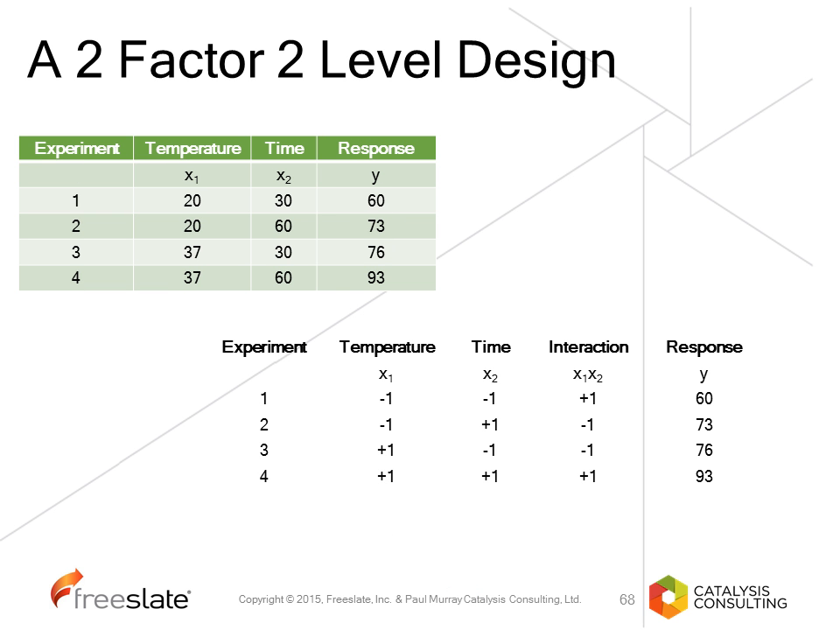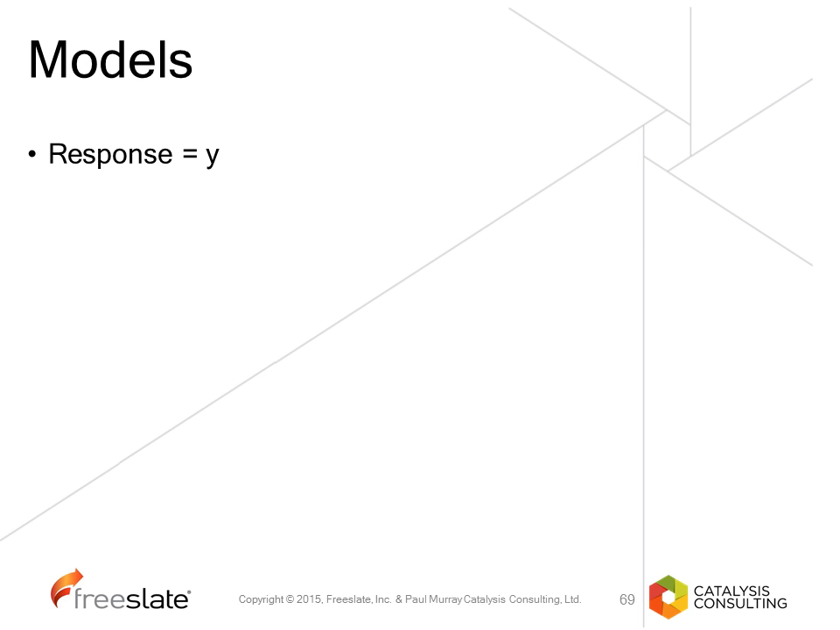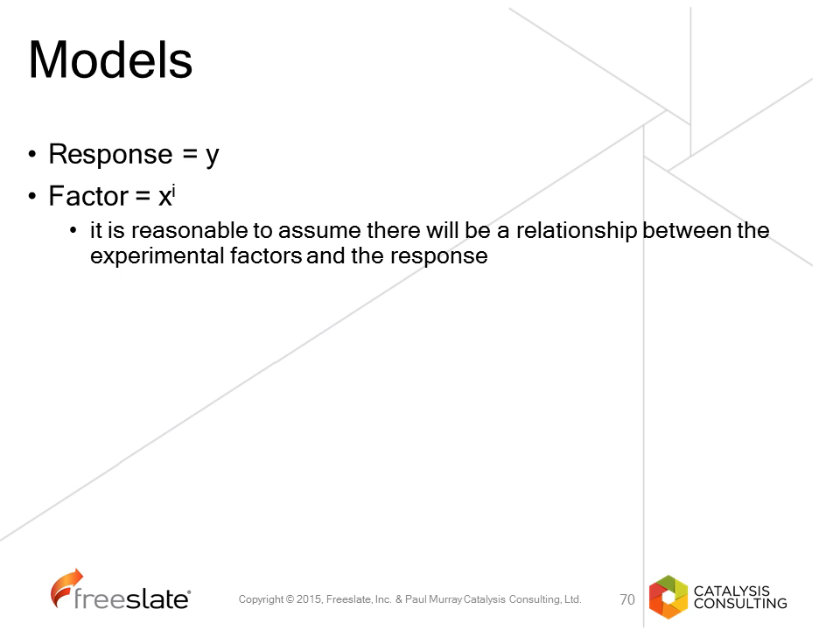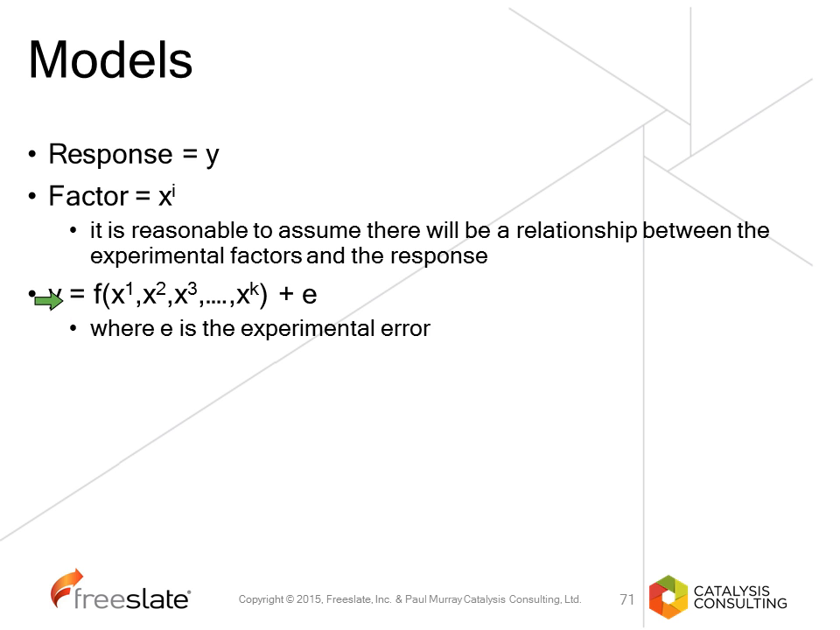So our response Y, we have our factors X, so temperature and time, and these factors are chosen because we believe they will affect the response Y. And we have some measure of experimental error.